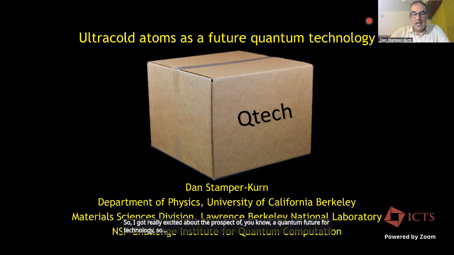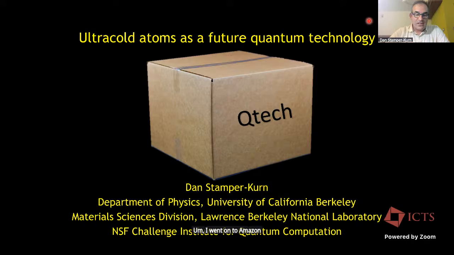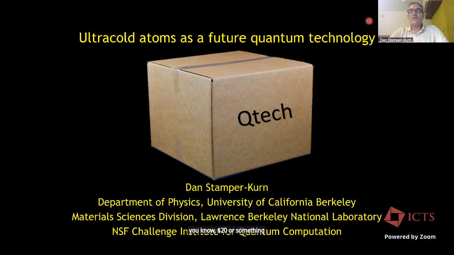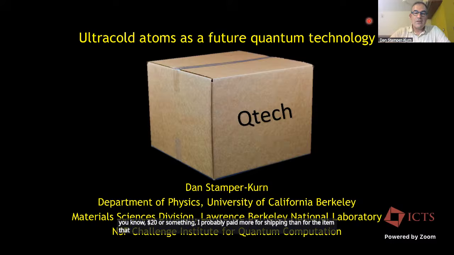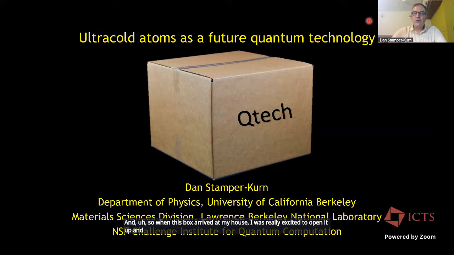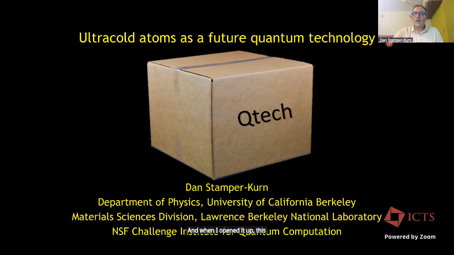So I went on to Amazon, which is this online store in the United States, at least, and I figured I'd order a bunch of quantum technology. And so it came in a box. It cost $20 or something. I probably paid more for shipping than for the item that I actually received. And so when this box arrived at my house, I was really excited to open it up and view the new quantum technologies. And when I opened it up, this is what I saw.